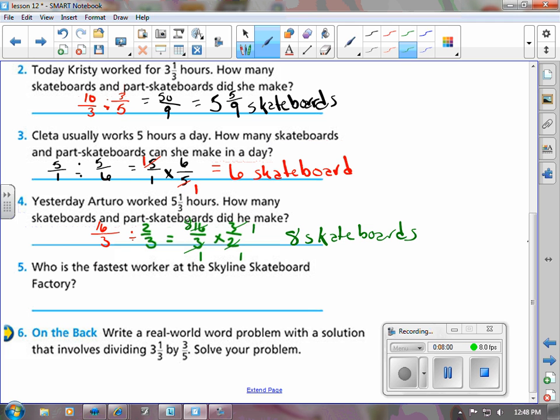Okay, who's the fastest worker? You're looking for the one that can make the most skateboards per hour or has the smallest fraction up here, and it's Christy. She's the quickest. Okay, so we'll see you tomorrow.